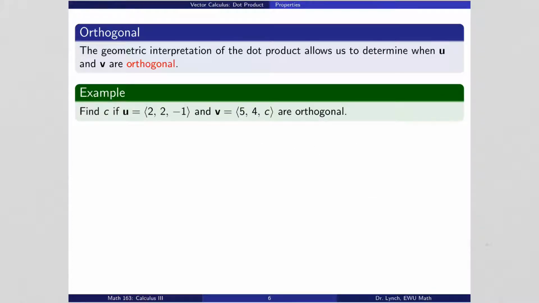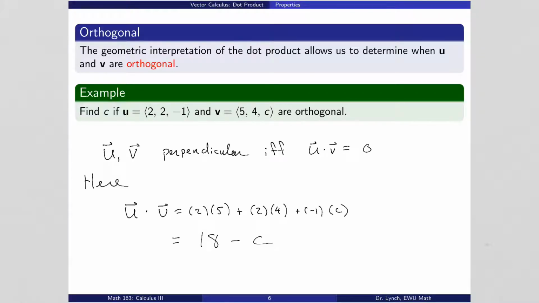So here's an example that illustrates that property. I'm going to write down two vectors here, u and v, where one of the components of v is unknown, and we'll solve for that component assuming that the vectors are orthogonal. Okay, so the way we do this is, again, with the geometric interpretation of the dot product. So here we see that the dot product of u and v is 18 minus c. Of course, if we want these vectors to be perpendicular, we need the dot product to be 0, so that tells us that c has to be 18.